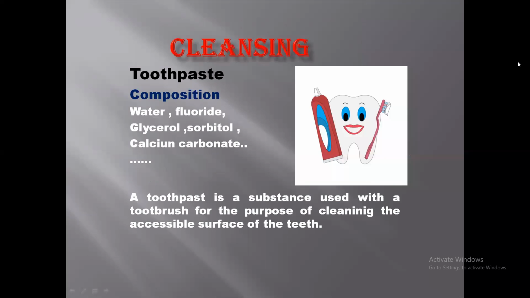Now we will see the third and last application of chemistry, toothpaste. What is the composition of toothpaste? Water, fluoride, glycerol, sorbitol, calcium carbonate, sodium monophosphate. These are the common compositions. What exactly is toothpaste? Toothpaste is a substance used with a toothbrush for the purpose of cleaning the accessible surface of the teeth. What did people use before the invention of Colgate?